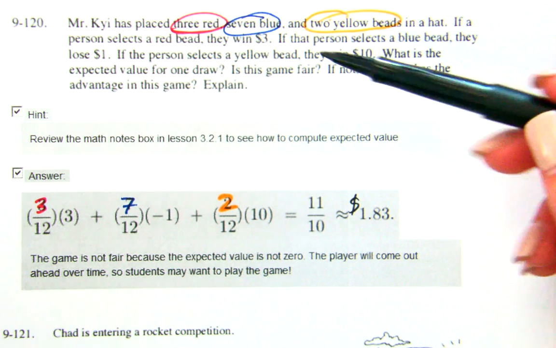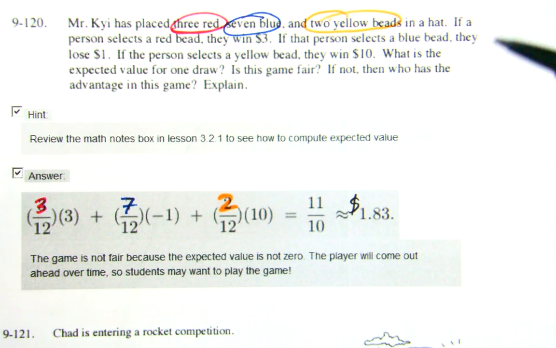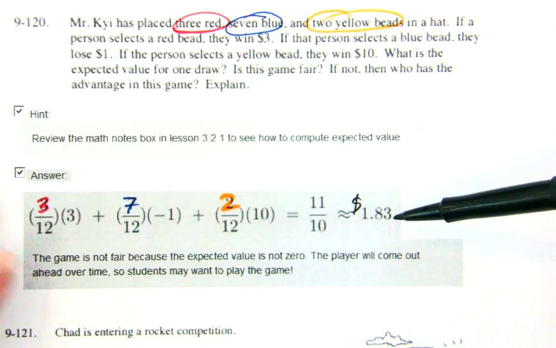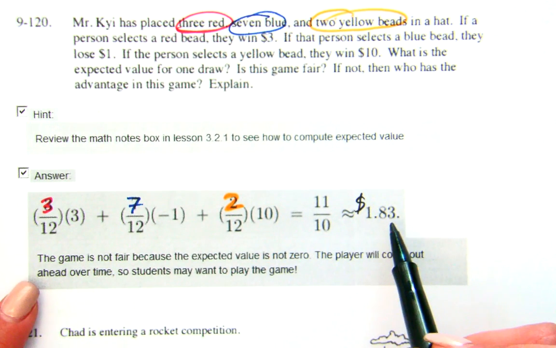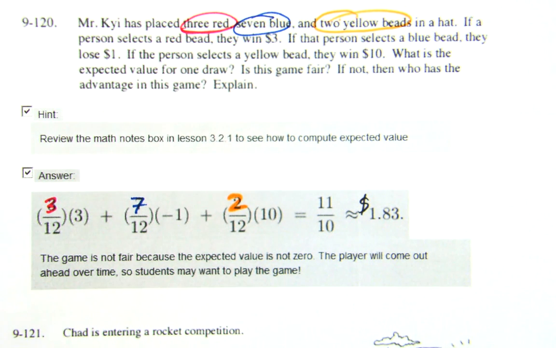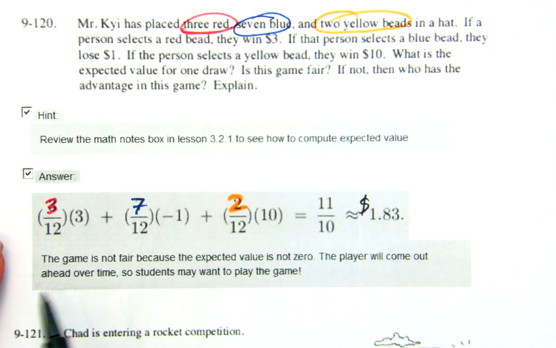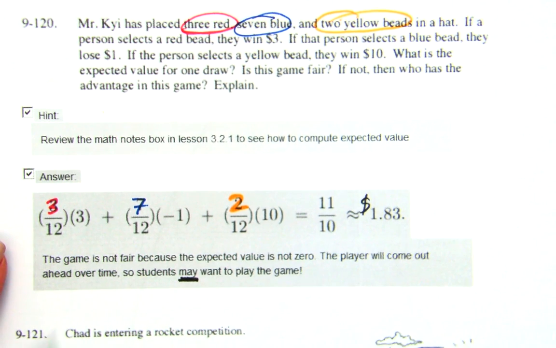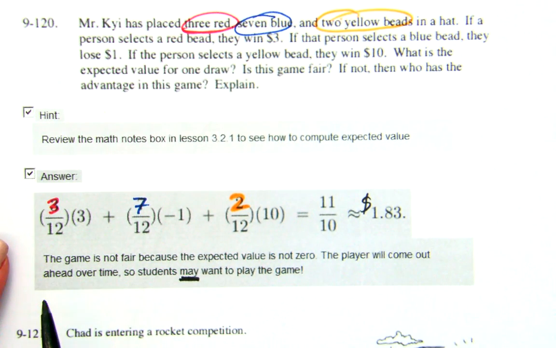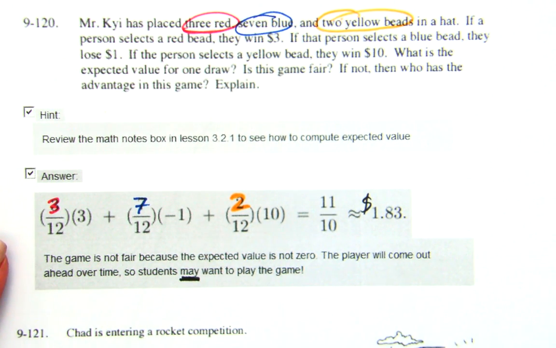So the question is, is this game fair? No, it's not fair. If it was fair, it should have an expected value of 0 because nobody wins and nobody loses. That's fair, right? But since you actually come out ahead by $1.83 every time you play the game, the player will come out ahead over time. So students may want to play the game. So if you get a 0 on your expected value, that's when it's a fair game.